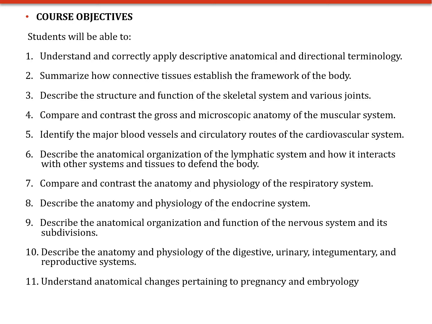You will be able to describe the anatomy and physiology of the endocrine system, describe anatomical organization and function of the nervous system and its subdivisions. You'll be able to describe the anatomy and phys of the digestive, urinary, integumentary, and reproductive systems. And if you were keeping track, those were 11 systems we listed. So all of the body systems will be covered in this course. Finally, you'll be able to understand anatomical changes pertaining to pregnancy and embryology.